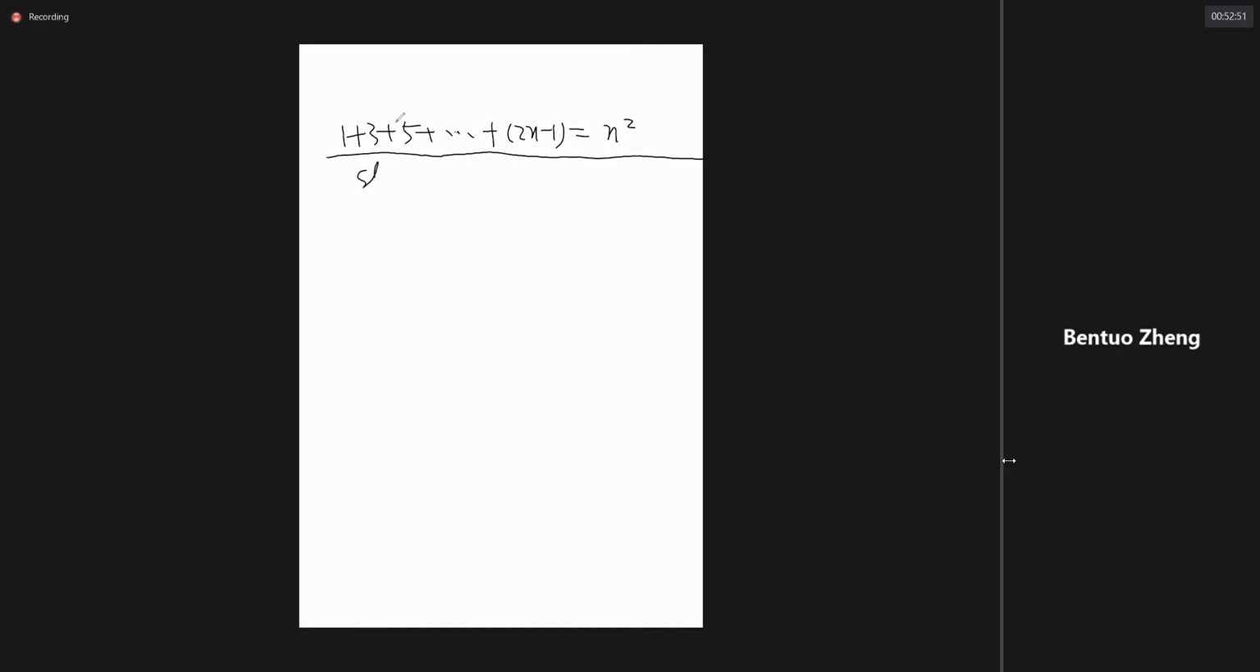Okay, step 2 is, we assume for n equals n0, the statement is true. So that is 1 plus 3 plus 5 plus up to, when n equals n0, that is 2n0 minus 1, is equal to n0 squared. Assume Pn is true for n equals n0.